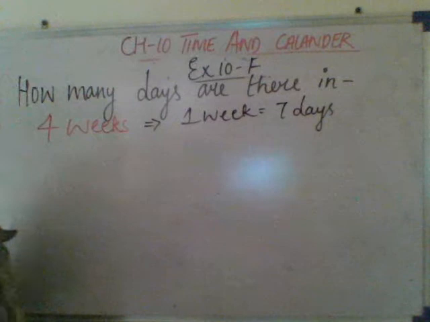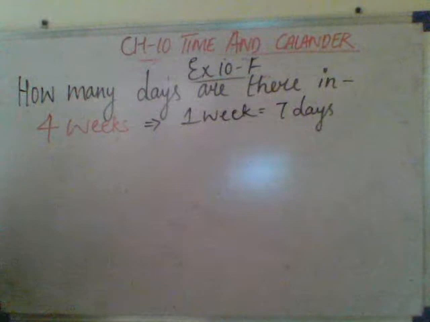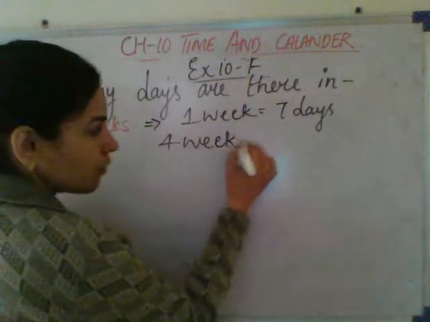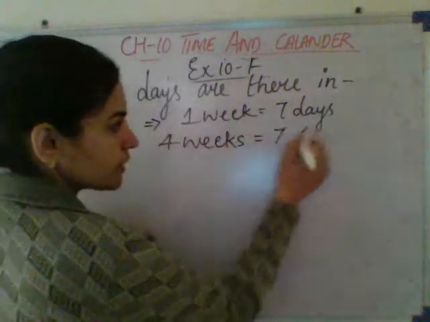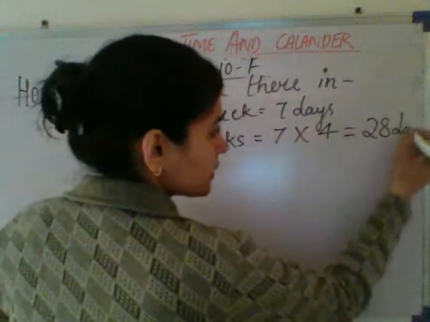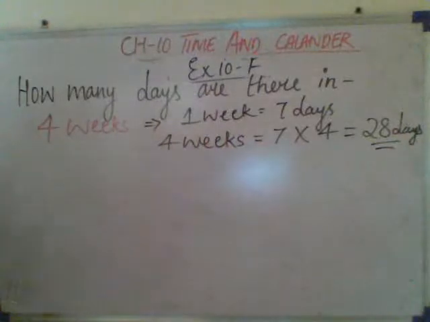Sunday, Monday, Tuesday, Wednesday, Thursday, Friday, Saturday. How many days? 7 days are there. So, in 4 weeks, how many days will be there? 7 multiplied by 4. That is equal to 28 days. So 28 days will be there in 4 weeks.